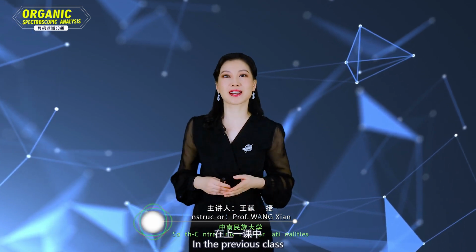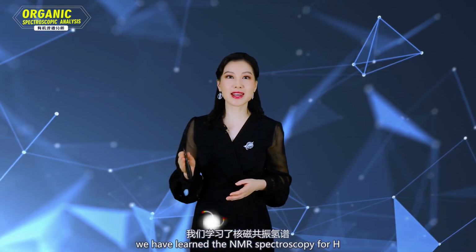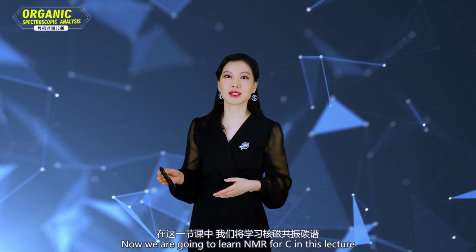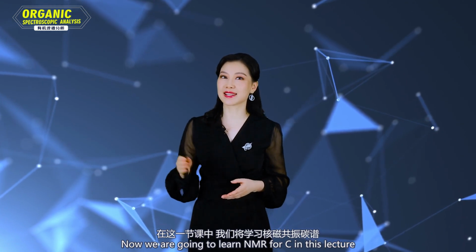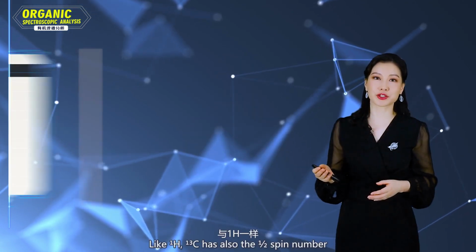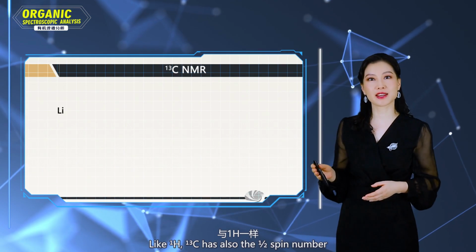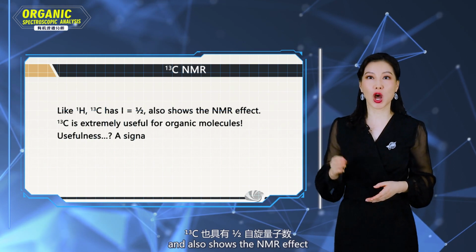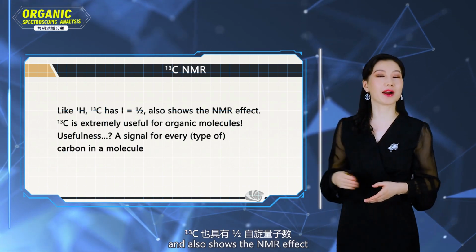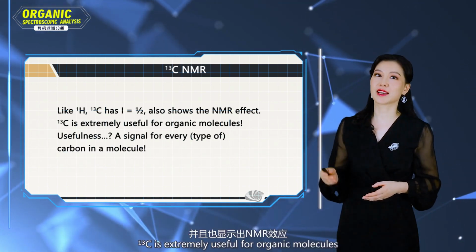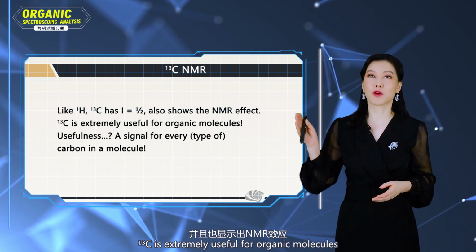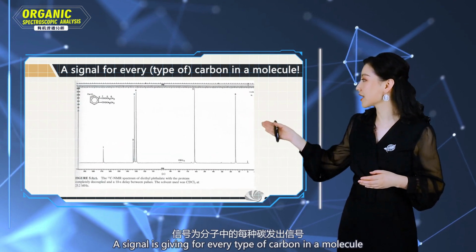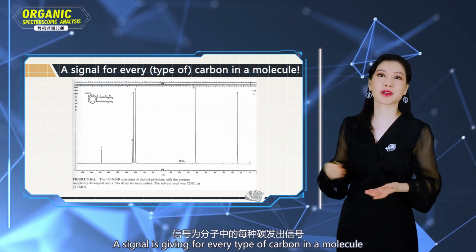In the previous class, we have learned the NMR spectroscopy for hydrogen. Now we are going to learn NMR for carbons in this lecture. Like hydrogen-1, carbon-13 also has the 1/2 spin number and also shows the NMR effect. Carbon-13 is extremely useful for organic molecules. The signal is given for every type of carbon in a molecule.